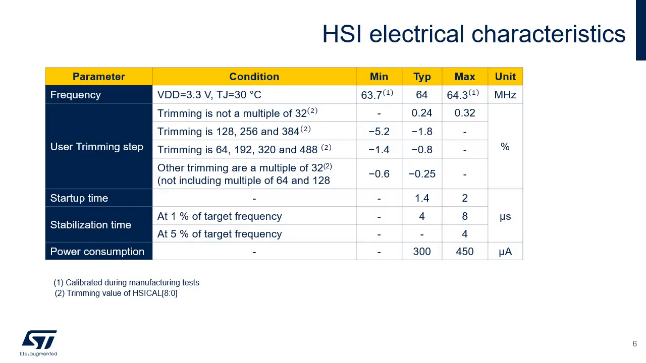This table summarizes the features of the HSI oscillator. The values come from the STM32H5xx datasheets. Minimum, typical, and maximum frequencies are indicated for operation at 30 degrees Celsius. Startup time and stabilization time are also indicated. Note that the HSI has a faster startup time than the HSE crystal oscillator. Finally, the table provides the typical and maximum consumption of the HSI, knowing that the HSI can be switched off using the HSION bit.